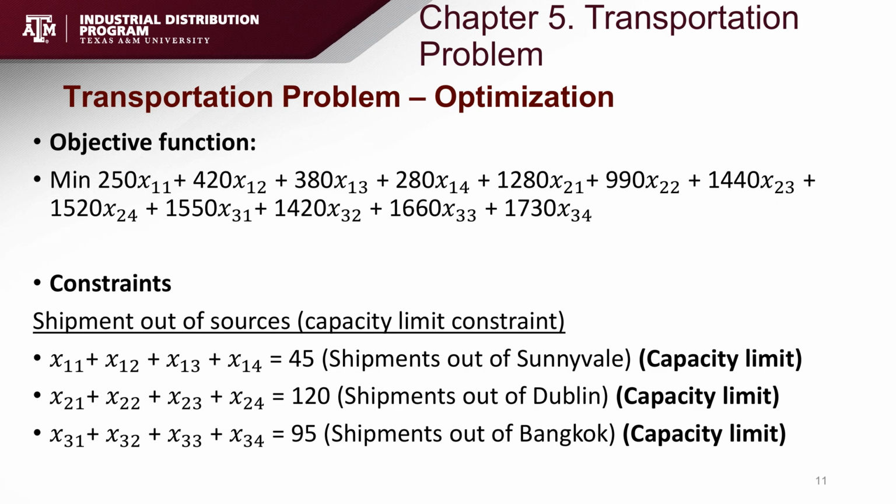Now we start stacking the pieces into one model. Up top sits the objective. Minimize that 12-term cost sum. Underneath come the capacity constraints, and the slide labels each. Sunnyvale equals 45, Dublin 120, Bangkok 95, each tagged capacity limit. Reading a model this way, top to bottom, is basically exactly how you'd hand it to a colleague. Objective first, then the rules, which we also write as subject to. And we're halfway there. The demand and non-negativity rules come next.